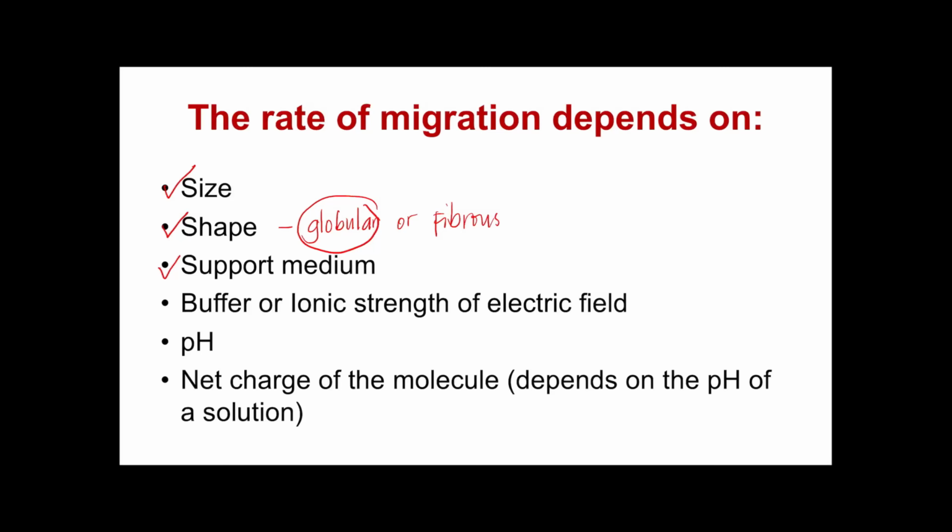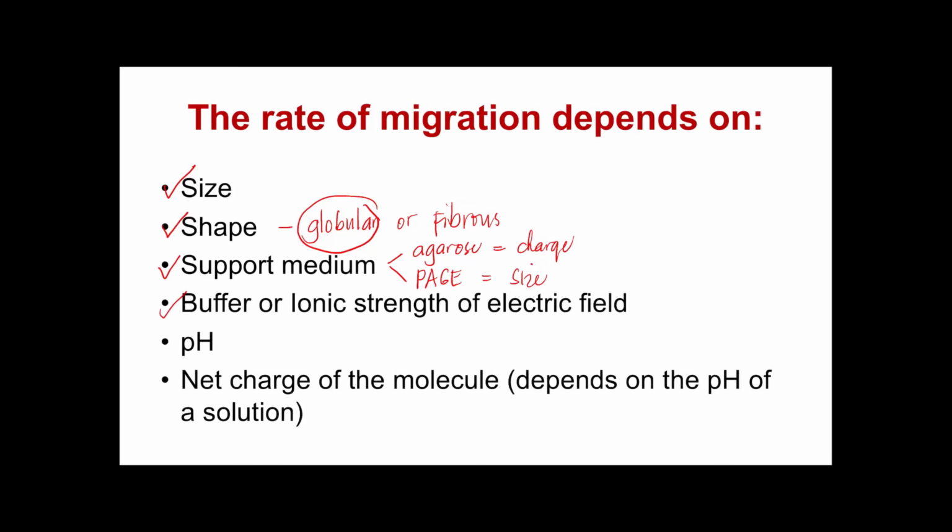Next one, the support medium. So this could be an agarose gel, a cellulose acetate, or a polyacrylamide gel. This medium also serves as the basis of the separation. For example, if we are using agarose gel as a support medium, then the basis of the separation and migration is the electrical charge. Whereas, if we are using, for example, polyacrylamide gel electrophoresis, then the basis of the separation is the molecular weight or the size of the molecules.